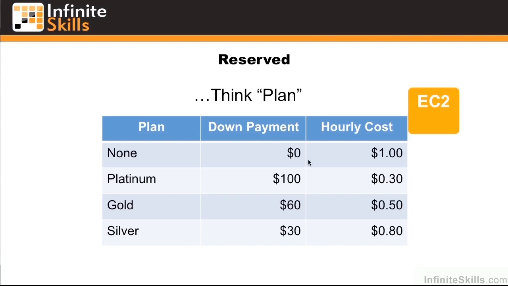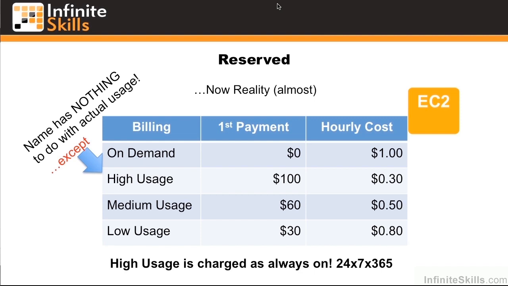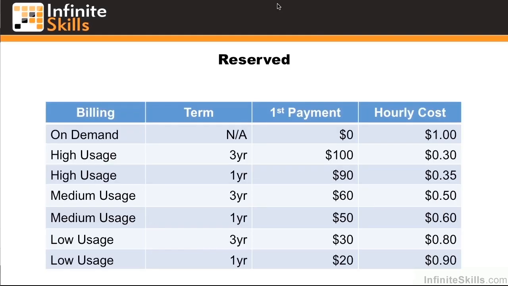If you have no plan, you're essentially doing on demand. But the Platinum, Gold, and Silver provide a higher down payment initially for a lower ongoing cost. The reality is Amazon uses these terms: high usage, medium usage, and low usage. And the payment that you do is obviously a first payment, not really a down payment. The one place where the name does have meaning is on high usage. High usage is charged as though it's always on 24/7 every day of the year.